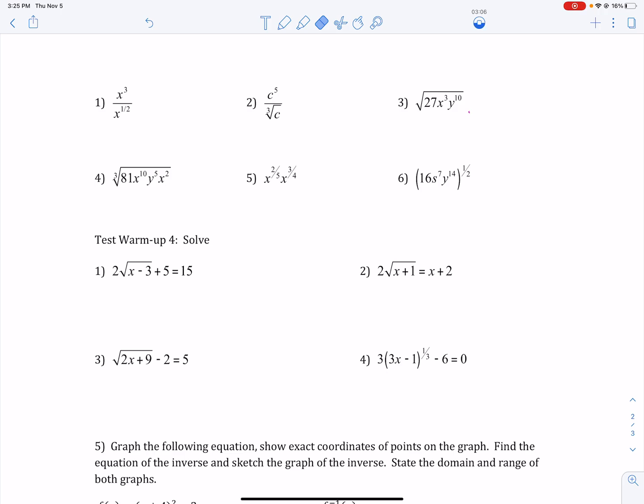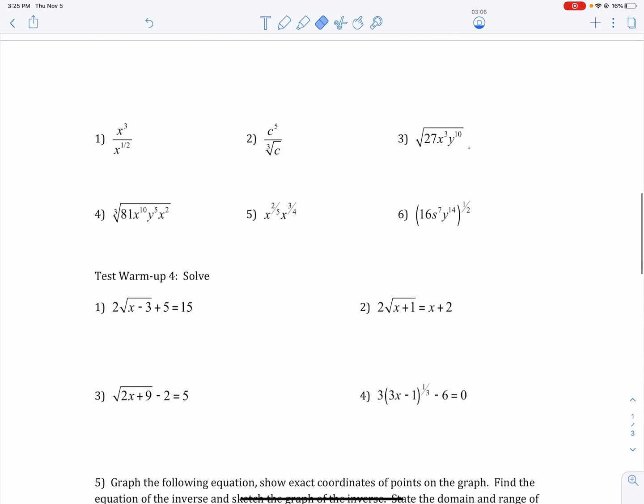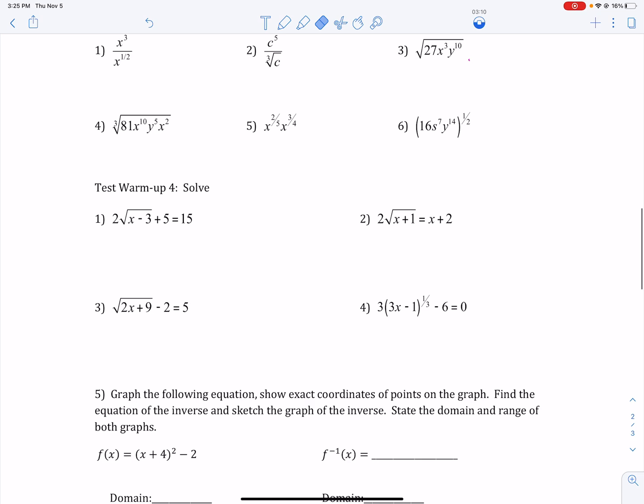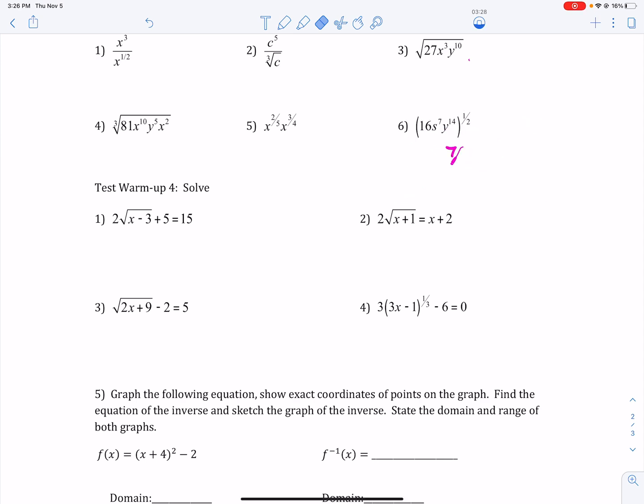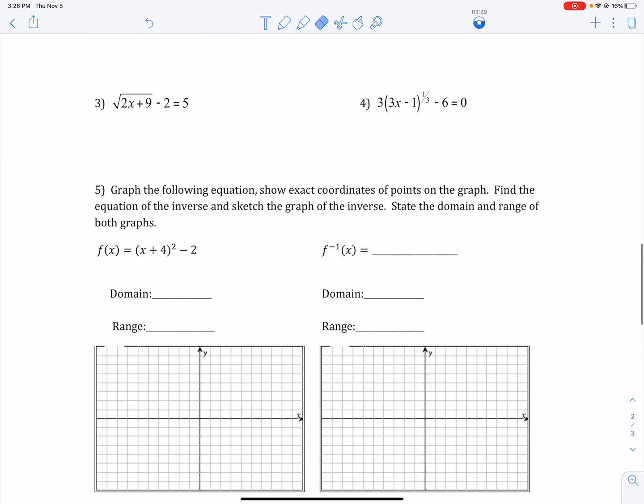Okay, on the next one, I'm square rooting it, and it was given to me in exponential form. So the square root of 16 is 4, and this would be s to the 7/2, y to the 7th. You are actually done with this. You don't have to do anything else because it was given to you in exponential form.